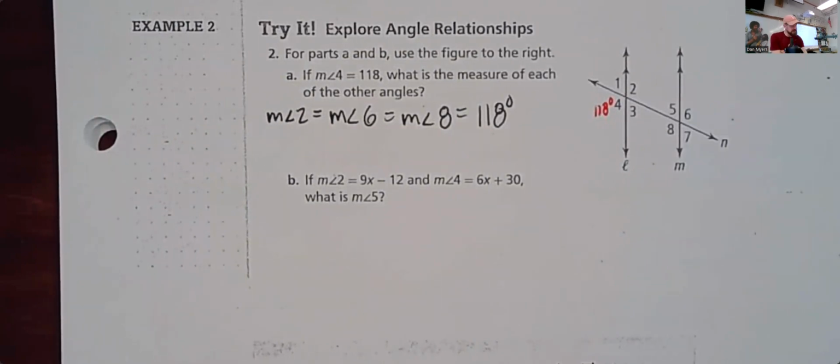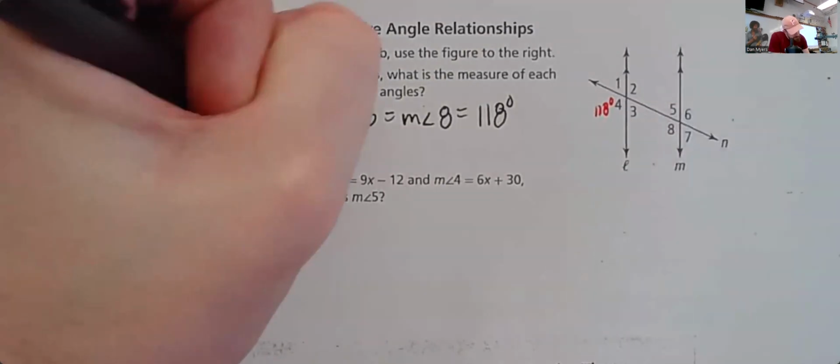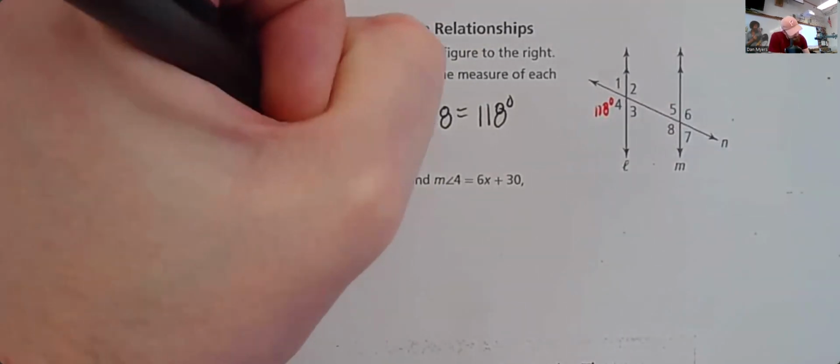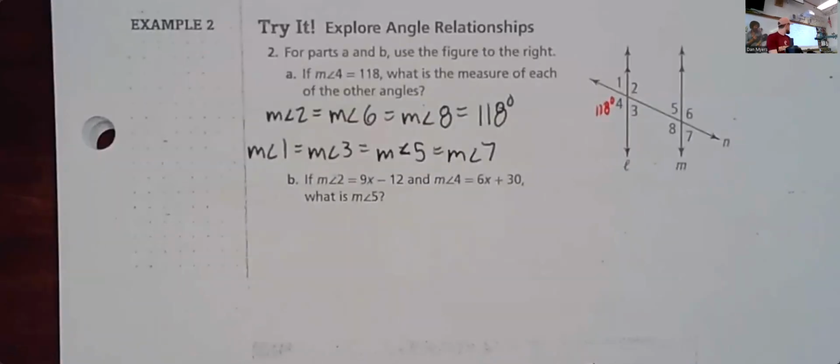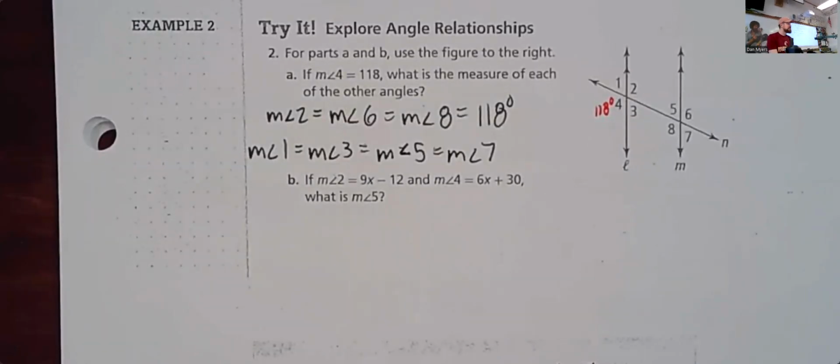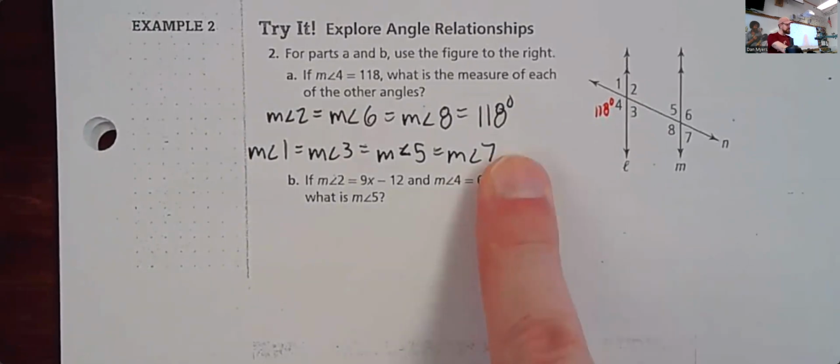Now, the other ones, let's write this down. Measure of angle 1 equals the measure of angle 3 equals the measure of angle 5, which equals the measure of angle 7. How many degrees are each of those? 180 minus 118, because the 2 angles in this diagram have to add up to 180. So how many degrees is that? 62. Good.